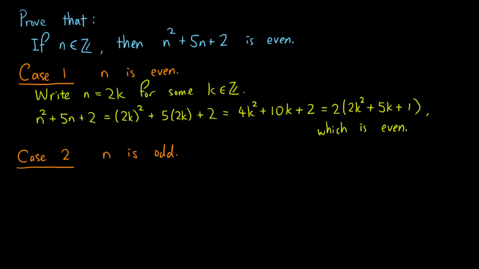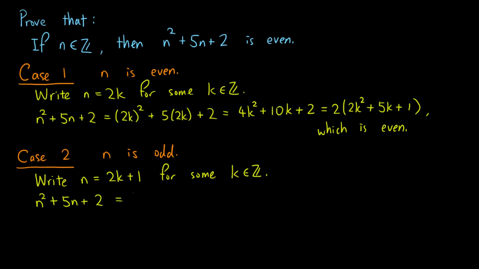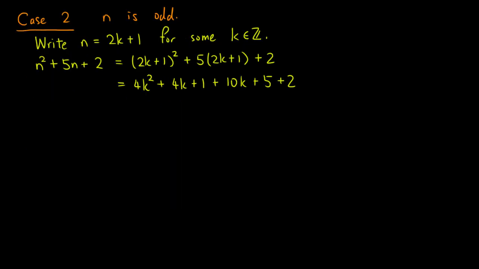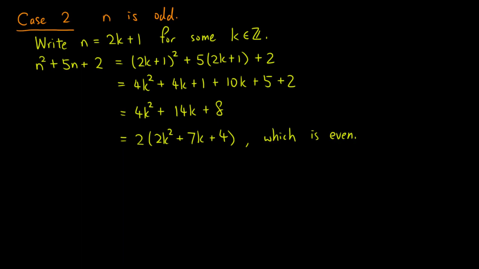Now consider the case when n is odd. This time, we can write n as 2k plus 1 for some integer k. So let's substitute this expression into n squared plus 5n plus 2 to get 2k plus 1 squared plus 5 times 2k plus 1 plus 2, which equals 4k squared plus 4k plus 1 plus 10k plus 5 plus 2, which equals 4k squared plus 14k plus 8. Again, we take out a common factor 2 to get 2 times 2k squared plus 7k plus 4. So n squared plus 5n plus 2 is again even.